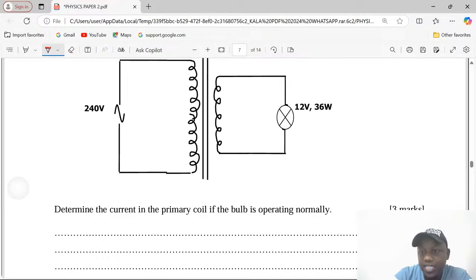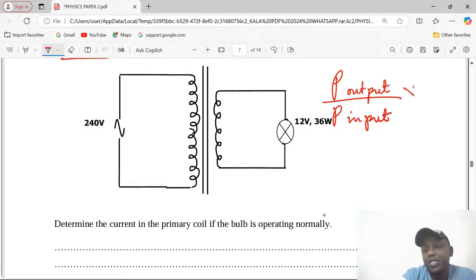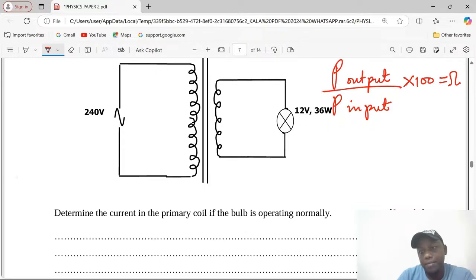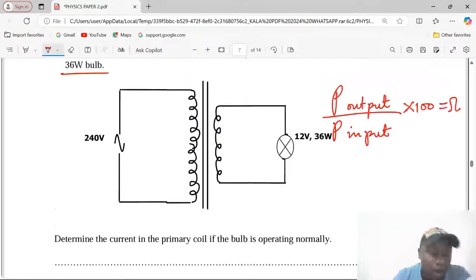So we're supposed to know that power output divided by power input, expressed as a percentage, should give us efficiency. So the efficiency is 92%. Okay, how do we get power input and power output?